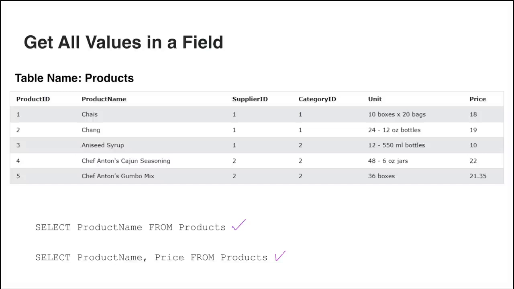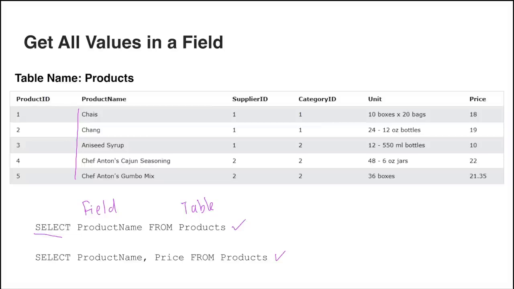One of the most common ways in which we can get values from a particular table is using the select from format, the select from keywords. Right here, we're selecting a specific field from the table products. So this is our field, and this is our table. This means that our output is going to be all 5 of these things: Chai, Chang, aniseed syrup, Chef Anton's Cajun seasoning, Chef Anton's gumbo mix.